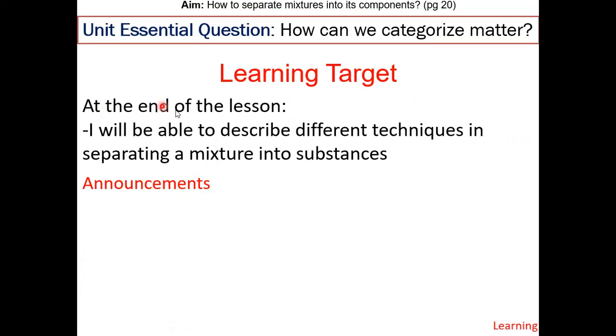Learning target: at the end of the lesson, I'll be able to describe different techniques in separating a mixture into substances.